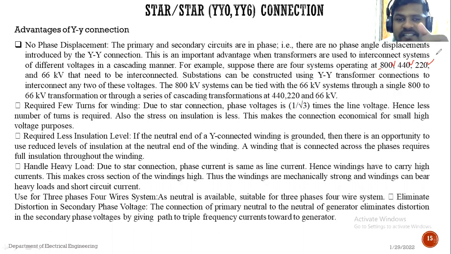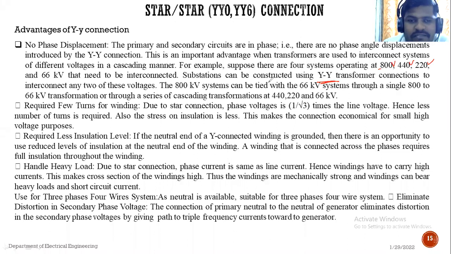See, a substation can be constructed using a star-star transformer connection to interconnect any two of these voltages. याच्यामध्ये कुठले तरी दोन व्होल्टेज कनेक्ट करण्यासाठी सबस्टेशन काय केलं जातं, कन्स्ट्रक्ट केलं जातं. Okay, the substation can be constructed in star star. So this is the most important point, that is, star star कनेक्शन मध्ये काय करू शकतो आपण, कनेक्ट करू शकतो. And the 800 kV system can be tied with the 66 kV system, through a single 800 to 66 kV transformation or through a series of cascading transformations at 440 or 220 and 66 kV.